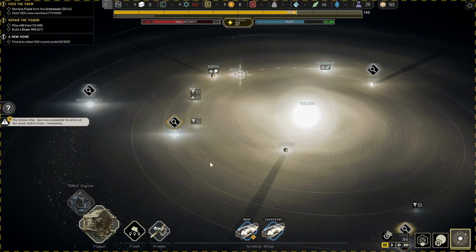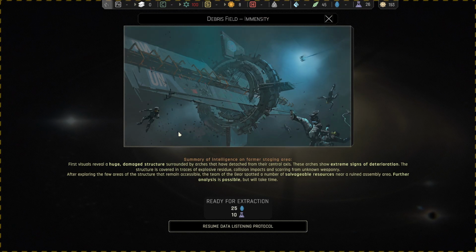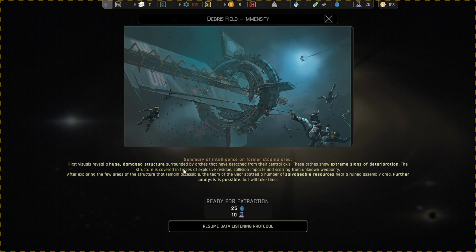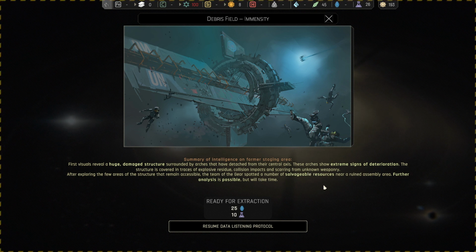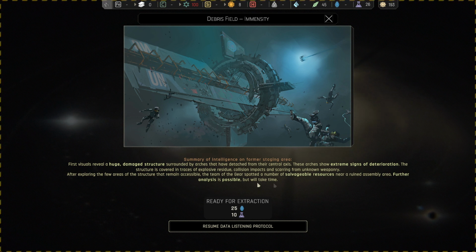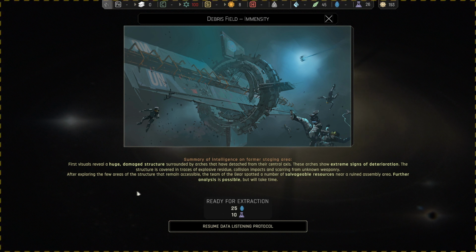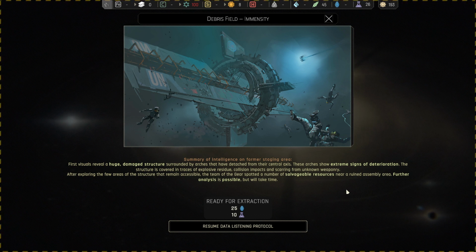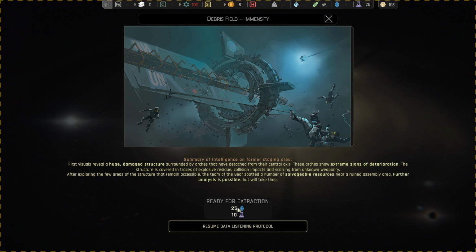A science ship team has completed a task. Okay, here we go. The first visuals reveal a huge damaged structure, surrounded by arches that have been detached from the central axis. These arches show extreme signs of deterioration. The structure is covered in traces of explosive residue, collision impacts, and scarring from unknown weaponry. After exploring the few areas of the structure that remain accessible, the team of the gear spotted a number of salvageable resources nearby and a ruined assembly area. Further analysis is possible, but will take time. 10 science, 25 cryopods.